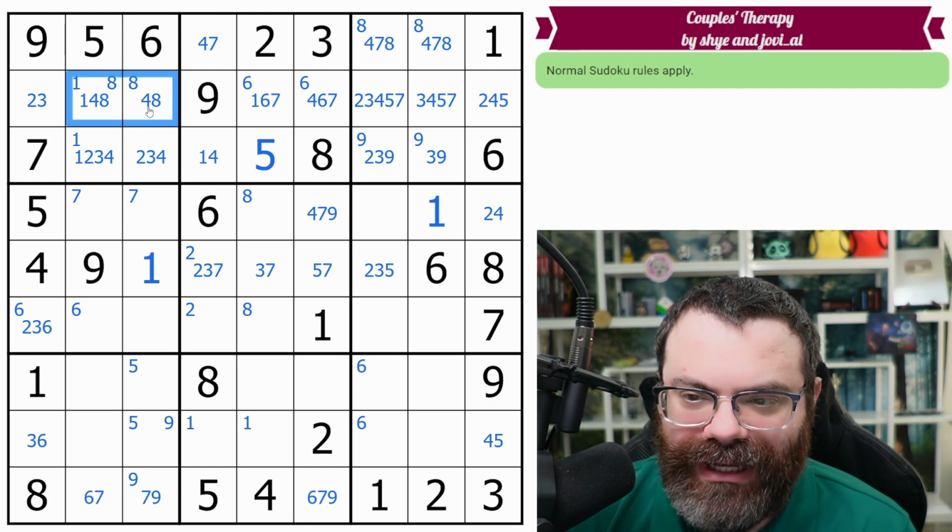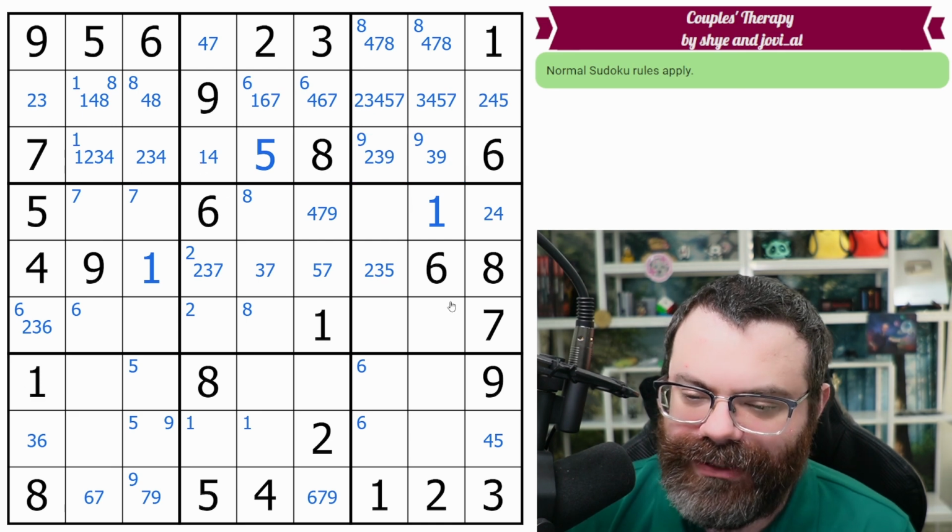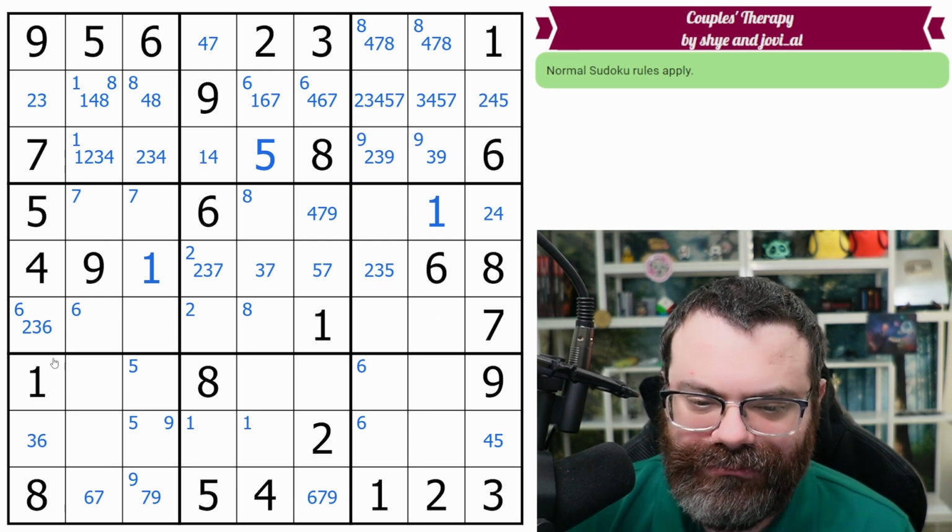It helped with this 1, 4, 8. It helped with this 2, 3, 9. So it eliminated 4, 5. Okay. I'm wondering if there's more of these, because we've got these 6s cornered here, right? So let's think about these 6s for a second.